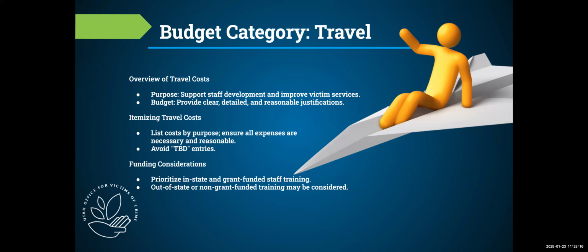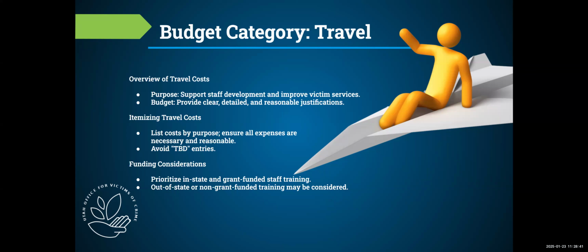When entering travel costs, make sure to explain the purpose for each expense in the budget justification box. For example, is the travel for staff development, client outreach, or a training session? All costs must be necessary for the program's operation and reasonable in nature. So provide enough detail to explain why these costs are crucial.